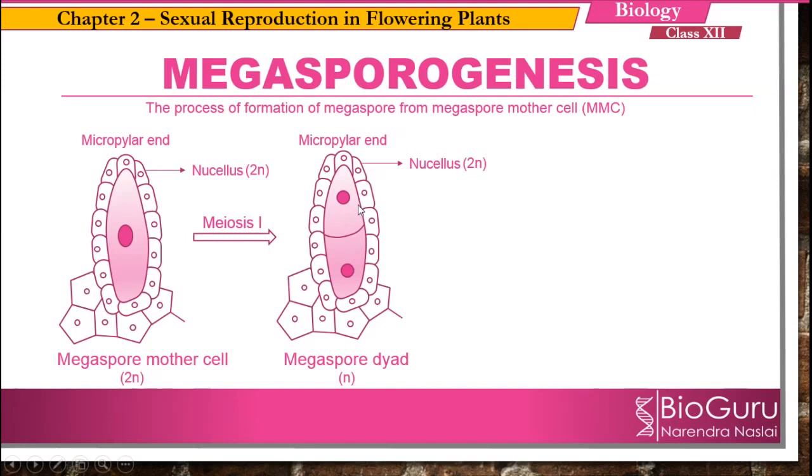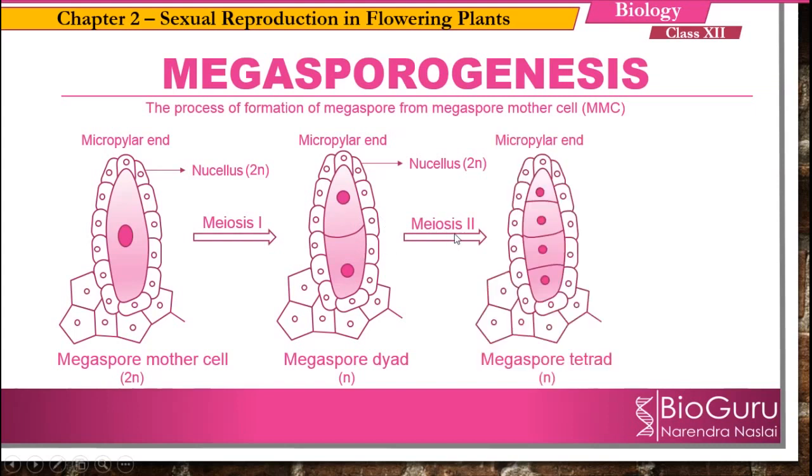Now, after producing two haploid cells, which are called megaspore dyad, these two cells further undergo meiosis 2. So after undergoing meiosis 2, each cell is going to give rise to two cells. So this one particular cell is going to give rise to two cells, and this cell is going to give rise to two cells. Here the number of chromosomes is going to remain the same. So in total how many cells are produced after meiosis 2? Total 4 cells are produced. Hence it is called megaspore tetrad, and each cell is haploid.